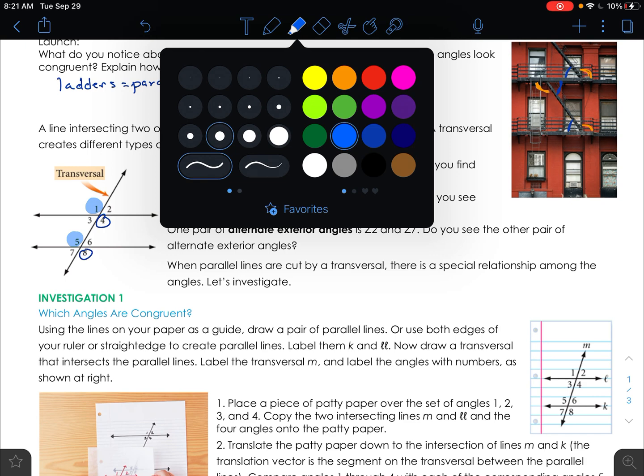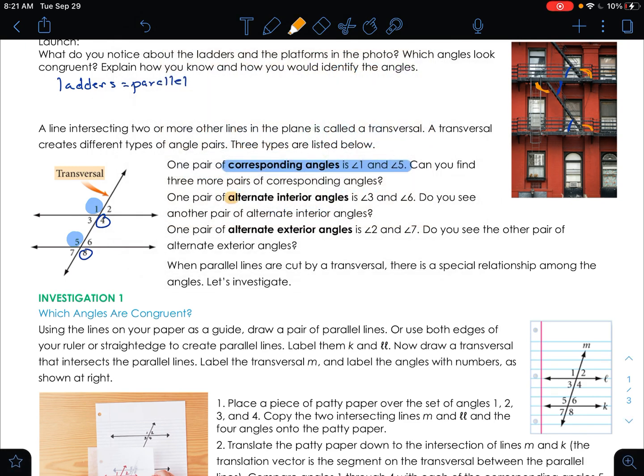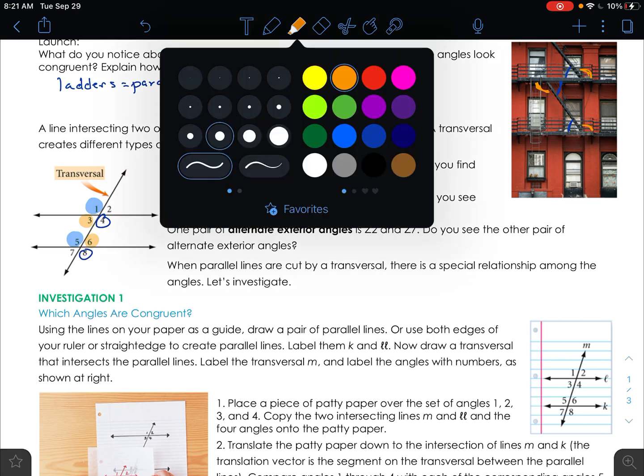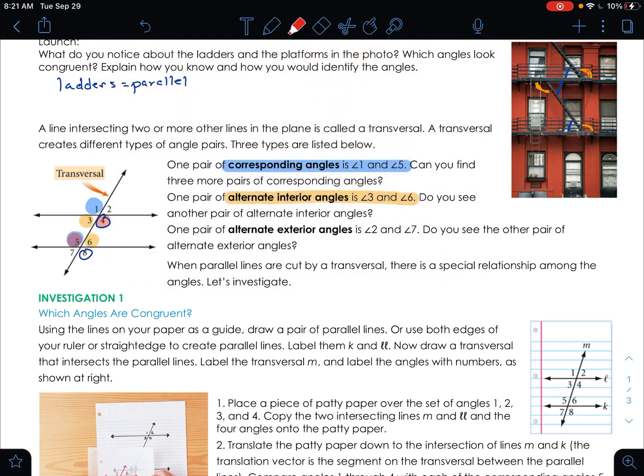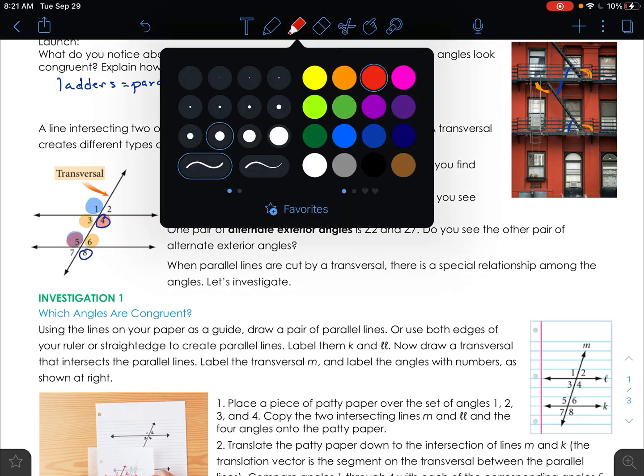The second type of angle that we're going to look at is called an alternate interior angle. And in this picture, angles 3 and 6 are alternate interior angles. You might also find, being an alternate interior angle, 4 and 5 are alternate interior angles. And again, we'll define these in just a minute using the Desmos activity.